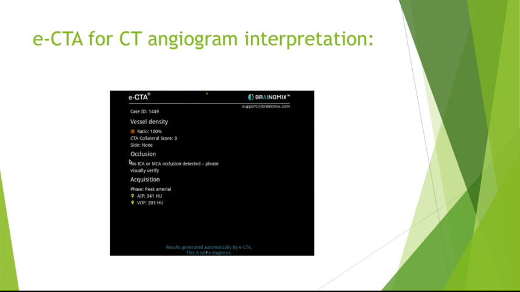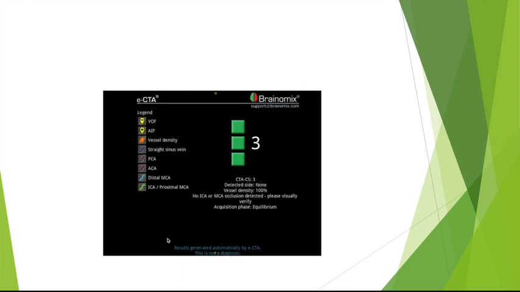It tells you about whether there is any large vessel occlusion of the internal carotid artery, common carotid artery, external or internal carotid artery, and middle cerebral artery. Tells you about the arterial input function as well as venous output function. This is another screenshot of the report of CT angiogram by Brainomix. It tells you that the overall collateral score is 3.